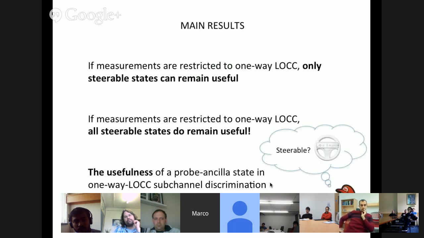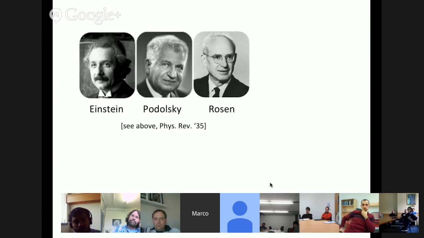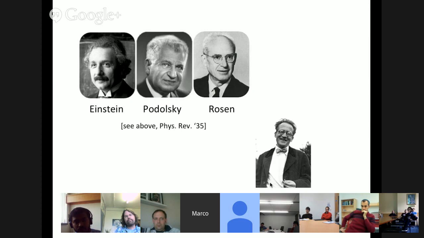I have repeated this term, steerable and steerability, a number of times, and you may be puzzled about the meaning of this word. So let me say something more about steering. The history of steering, in a sense, started with the paper by Einstein, Podolsky, and Rosen, the controversial one about the completeness of quantum mechanics. Later, Schrödinger introduced the term steering alongside the term entanglement, pointing out that what Einstein, Podolsky, and Rosen had found in their model was a general feature.